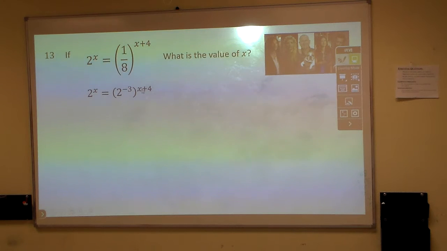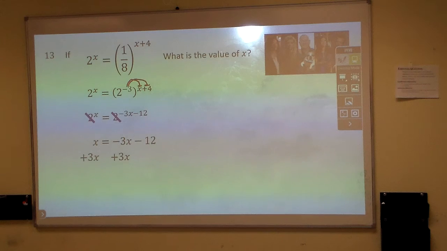Now, if you remember our other laws of exponents, when you have an exponent on an exponent, we multiply it like distributive property there. So it'll be negative 3 times x and negative 3 times 4, which is negative 12. And now I have the same bases, so I can basically cancel those out and they equal each other. So what I would do now is this.